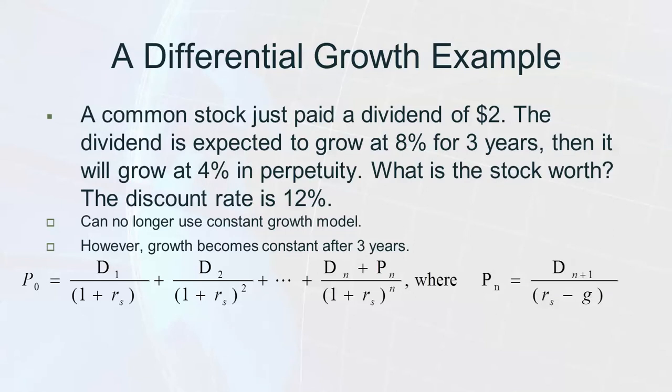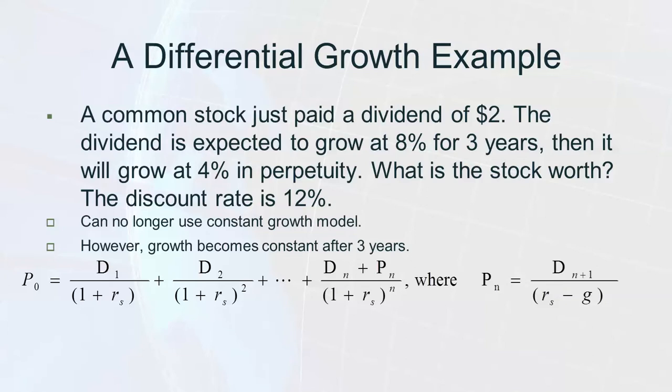So let's look at this example. A common stock just paid a dividend of $2. The dividend is expected to grow at 8% for 3 years, and then it's going to grow at 4% in perpetuity. So what is the stock price if the discount rate is 12%?